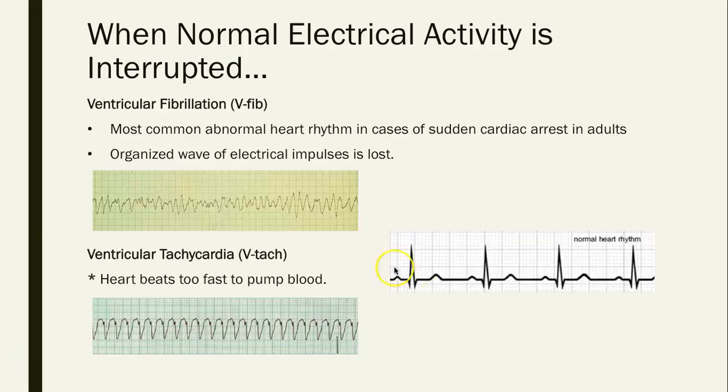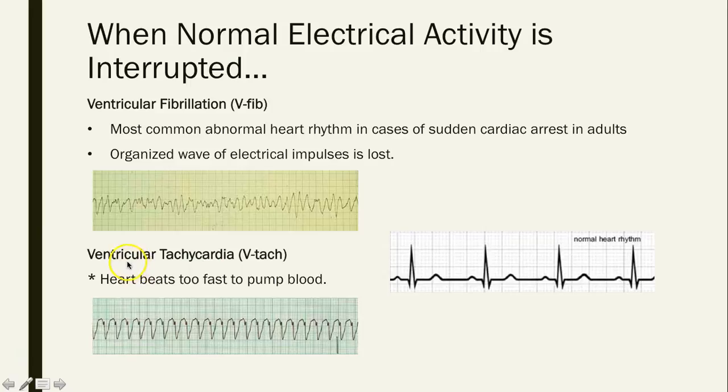Ventricular fibrillation, or VFib, is the most common abnormal heart rhythm in cases of sudden cardiac arrest in adults. It's marked by, this is called an EKG, a reading that tells you what the heartbeat looks like. It's marked by the loss of an organized wave of electrical impulses, so it looks scattered. There's not really a clear pattern of what that heart rhythm looks like. This right here is a normal heart rhythm. This right here is what VFib looks like.